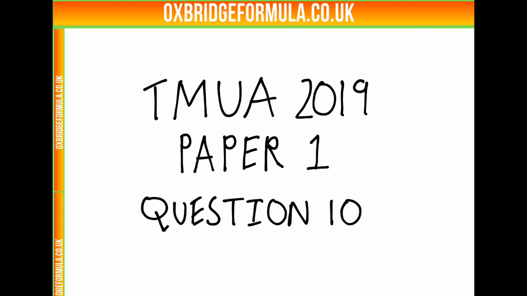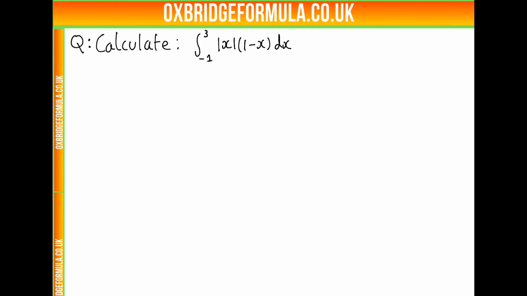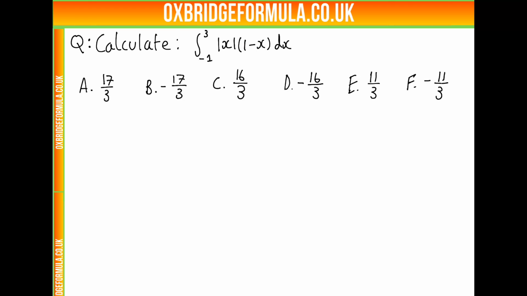This is the solution video for question 10 from paper 1 of the 2019 TMUA or CTMUA exam. For this question, we're given this integral, the integral of mod x times 1 minus x with respect to x between minus 1 and 3, and asked to calculate it. And for this calculation, we're given the 6 options you see here.